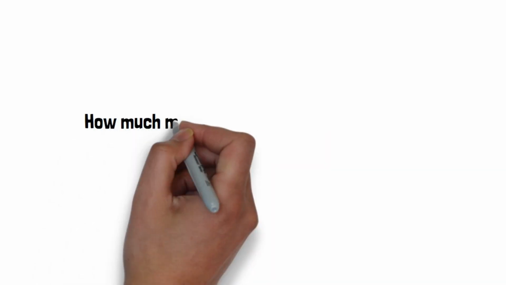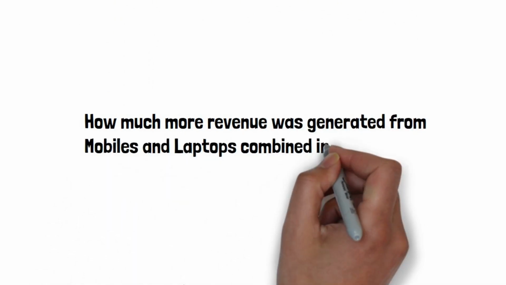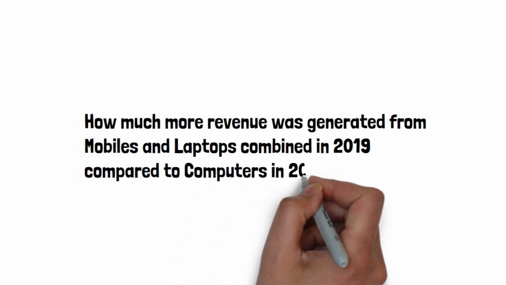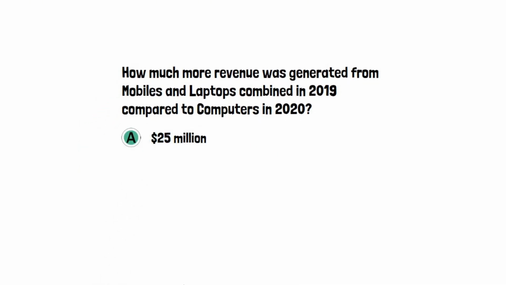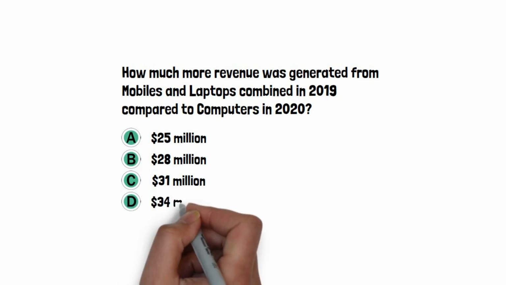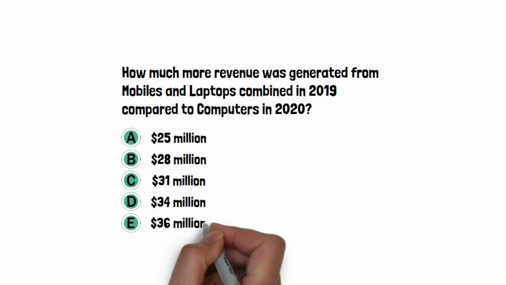Question 3. How much more revenue was generated from mobiles and laptops combined in 2019 compared to computers in 2020? A. $25 million. B. $28 million. C. $31 million. D. $34 million. E. $36 million.